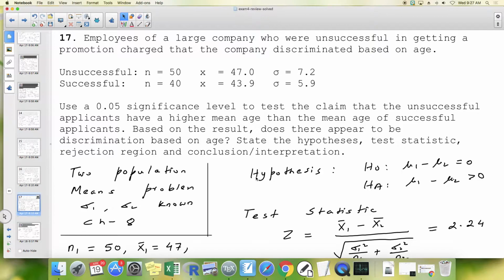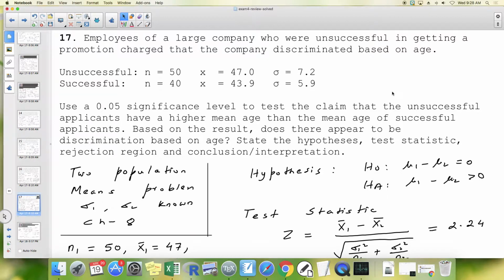So how is the data being presented? So we are looking at all the unsuccessful people, who applied for the job but did not get the job. So there are like 50 people like that. What's their mean age? It's 47. And what's sigma? Sigma is 7.2. All right. And successful people, there are 40 of them. What's their mean age? 43.9. And what's sigma? It's 5.9.